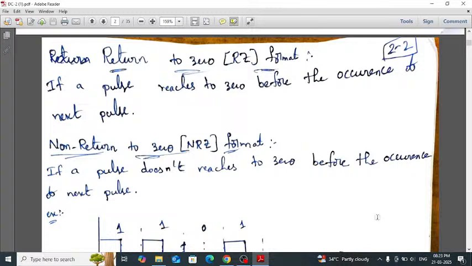If a pulse reaches 0 before the occurrence of the next pulse, that is called return to 0. Non-return to 0 format: if a pulse does not reach 0 before the occurrence of the next pulse, then it is called non-return to 0 format.